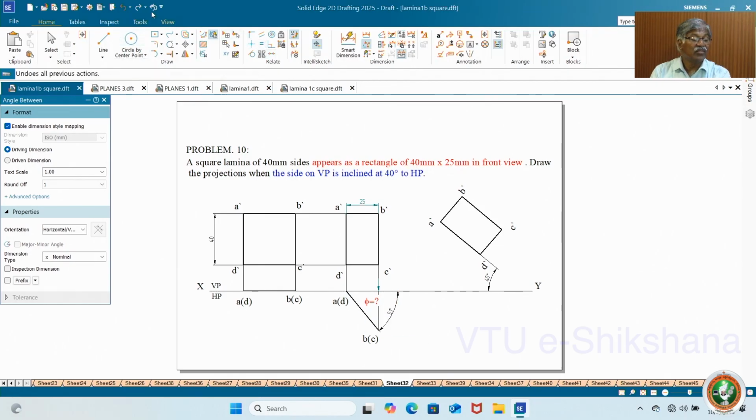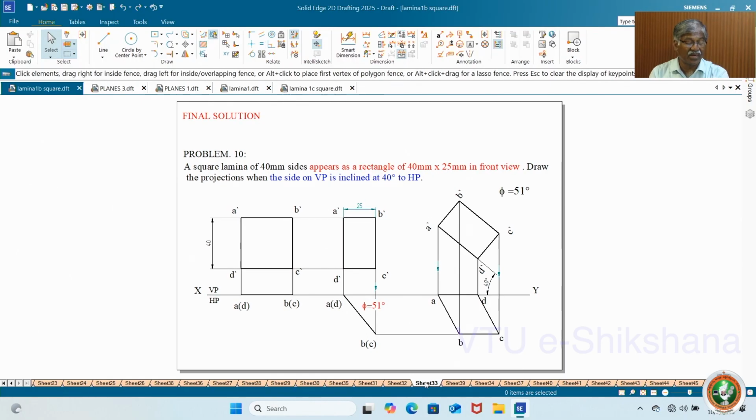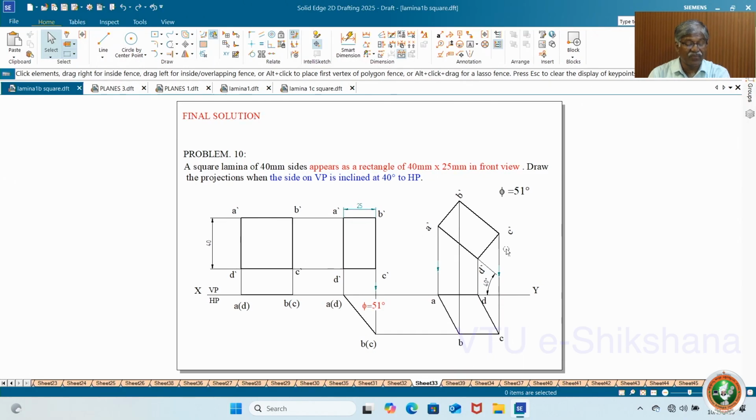So naturally the values are fixed for this. We may get a 1 or 2 degrees difference manually, but on the computer, if you do it neatly, you get the exact 51 degrees. So next, if you want to give inclination to the edge on the VP side, this is familiar to you now; we have worked out a number of problems. This one, AD only, you have to keep nearer to the XY line by default and then create, move and rotate. After you move and rotate, you get this, then project it and get the final. So this is how you solve the problem on a square appearing as a rectangle in the front view.